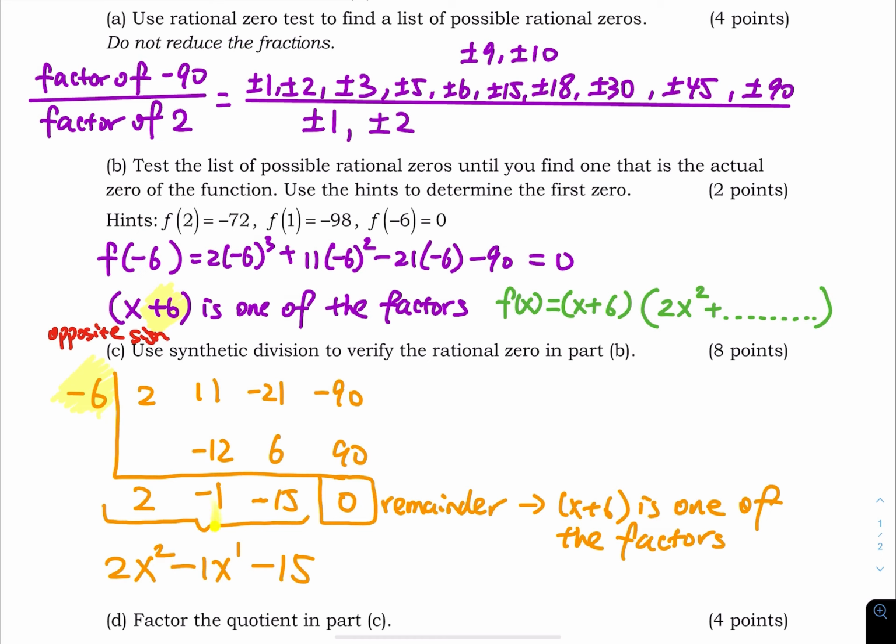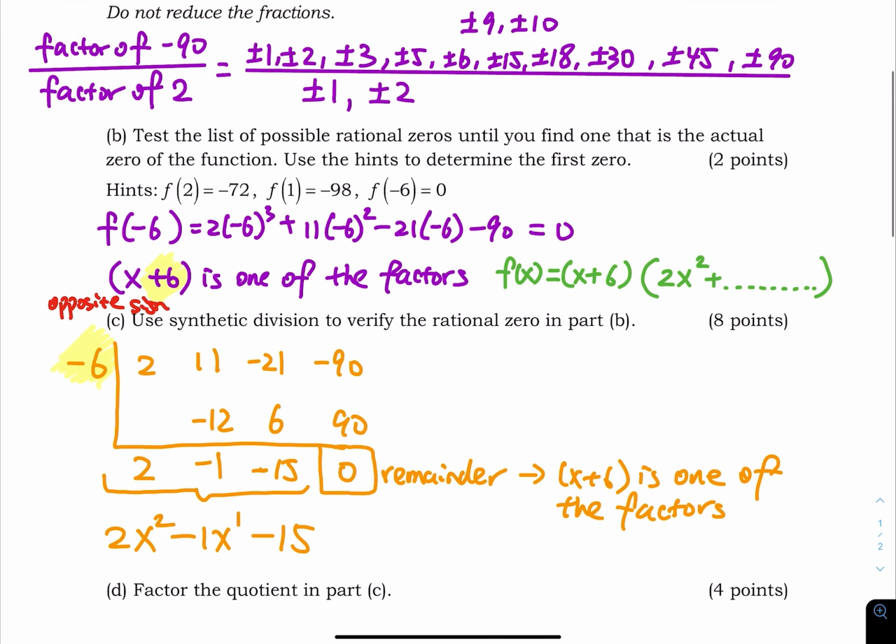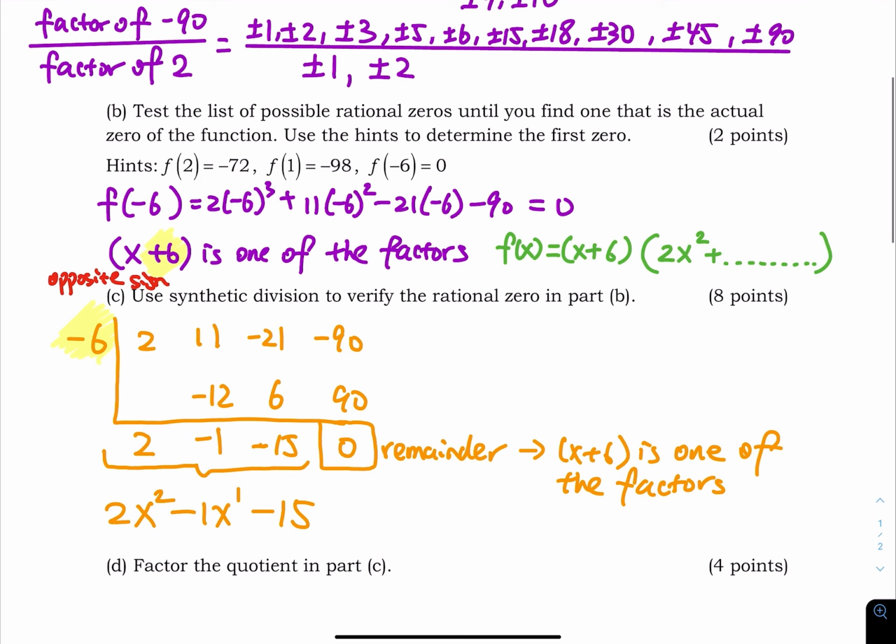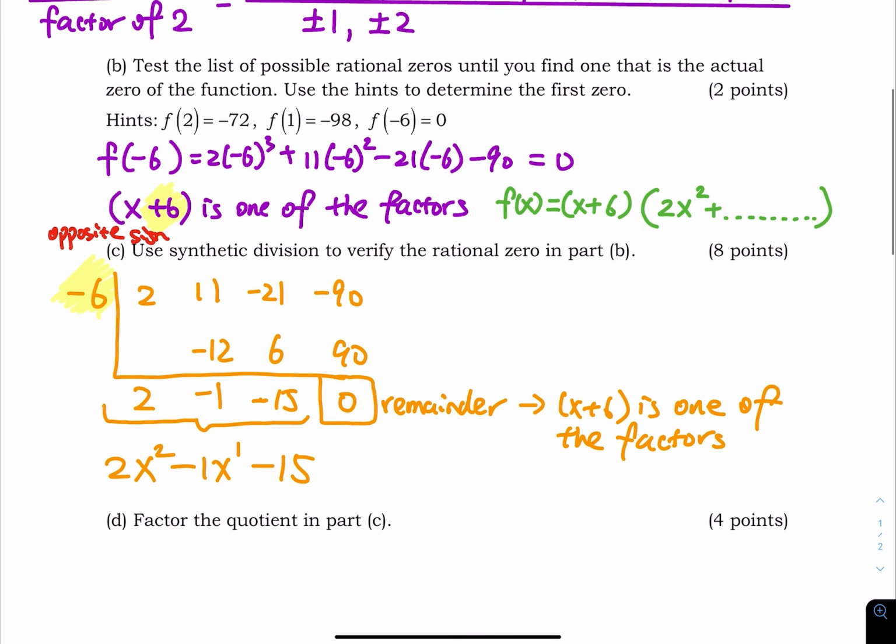Coefficient 2, coefficient negative 1, and then the constant minus 15. So now we got this, right? And then the next step, I can factor the quotient in part C. So that will be 2x squared minus x minus 15. You're going to factor this. You can use any methods you like.